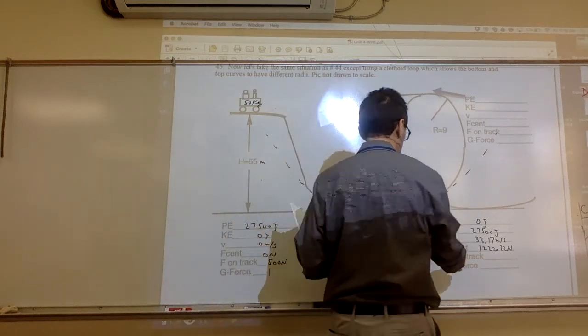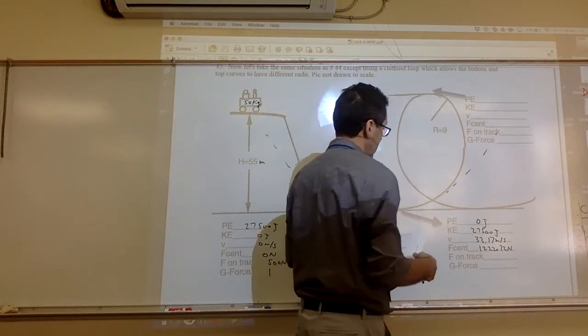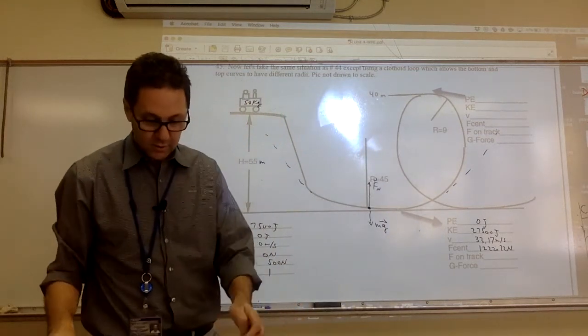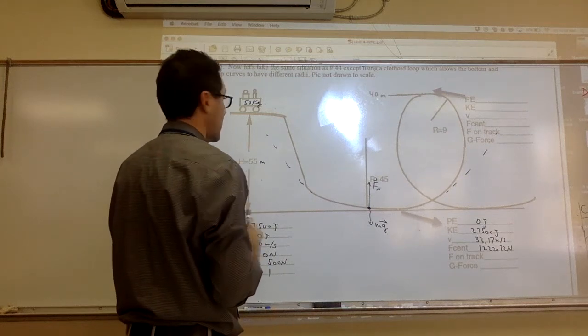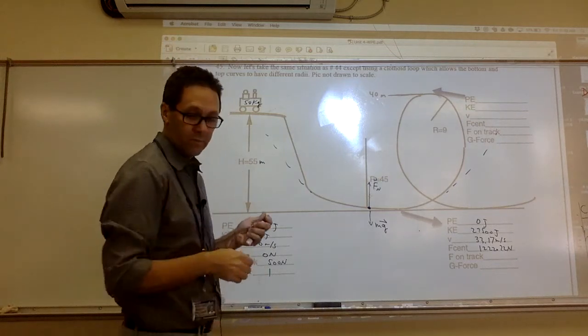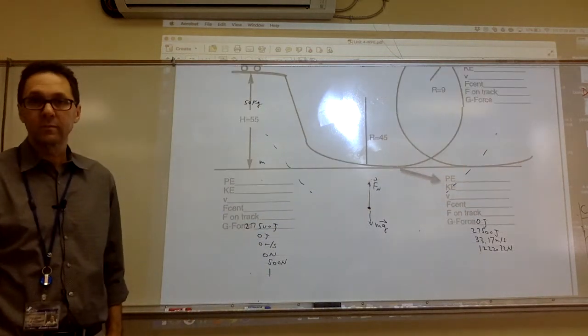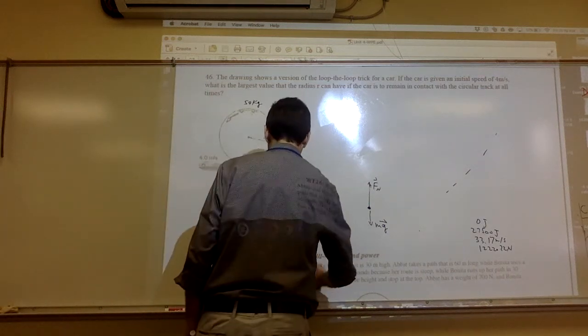You want to find the normal force. You can just use the centripetal force business, right? I think you should be able to do this one with no problems. It's a combination of circular motion and conservation of energy. All right, let's look at 46.